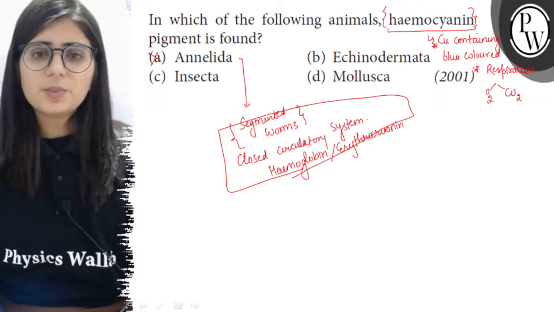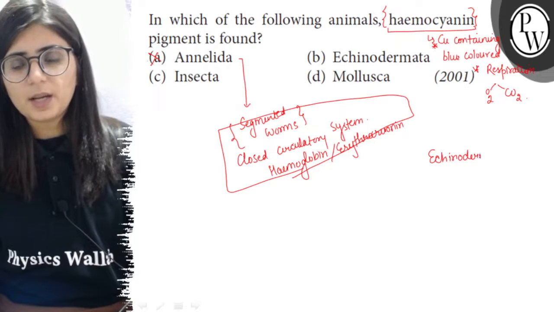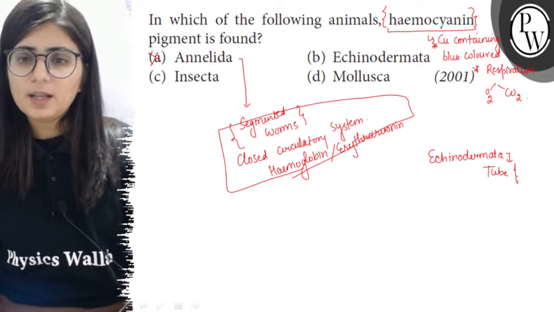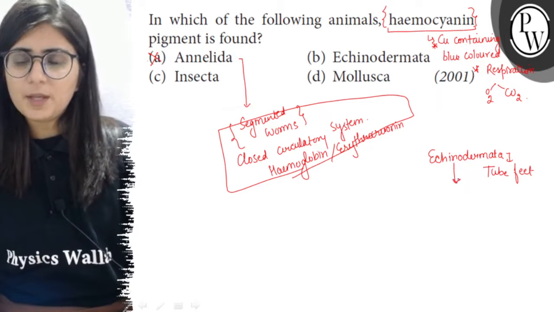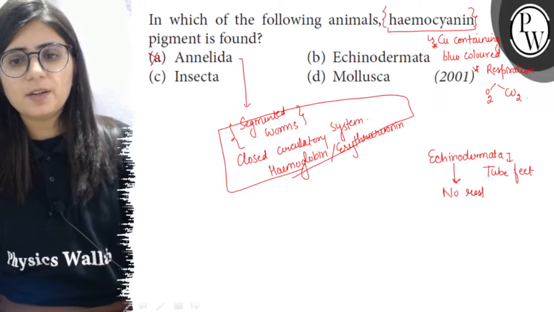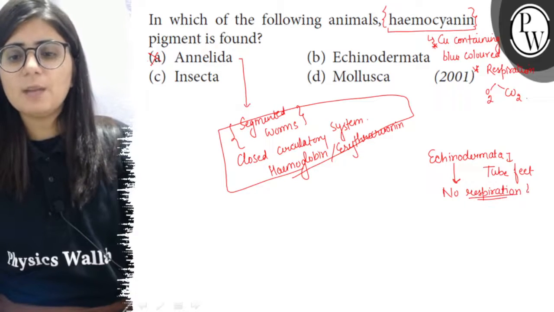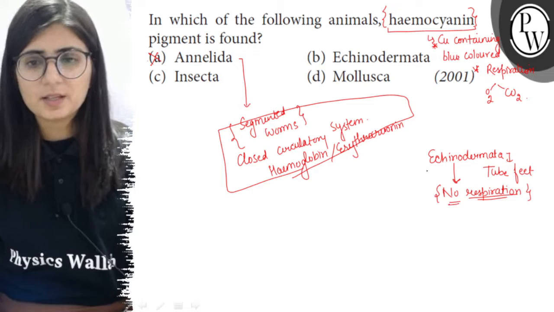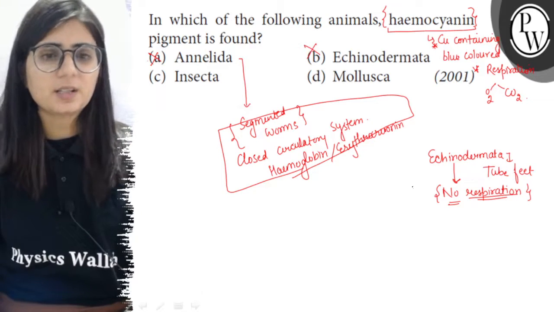Now echinoderms. In echinoderms the respiration occurs by tube feet. Their circulatory system is open type and the parenchymal system is there, and there is no respiratory pigment because here the circulatory fluid does not help in respiration, it only helps in the transportation of other things. So no respiratory pigment is found in echinoderms, so it is discarded.